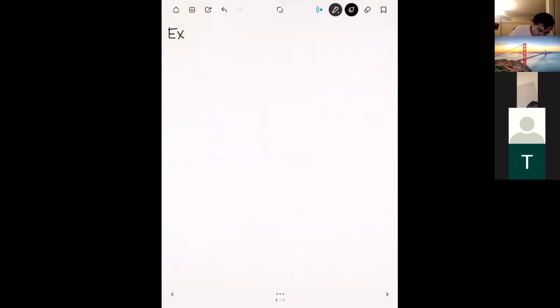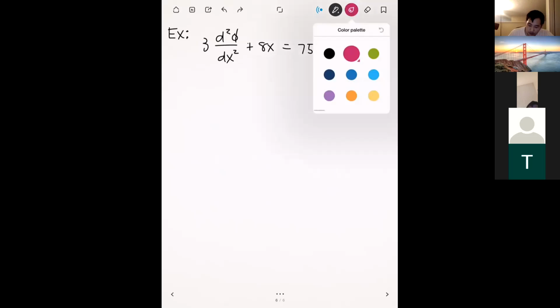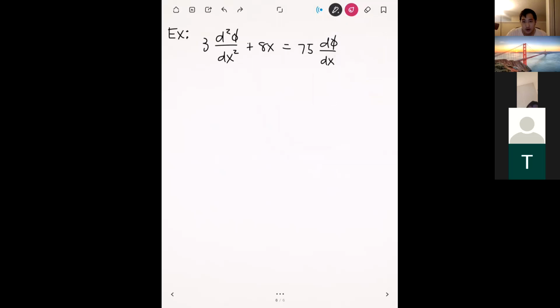So let's do an example. Let's say we have the following equation, and we want to discretize it using finite differences. Our equation looks like this: 3 d squared phi dx squared plus 8x is equal to 75 d phi dx. Now we have a second order differential equation with diffusion, but we also have convection. Before we actually go about solving this, let's identify all the different parts of this problem. First, we have our diffusion term. Even though we're talking about convection here, diffusion is still present.